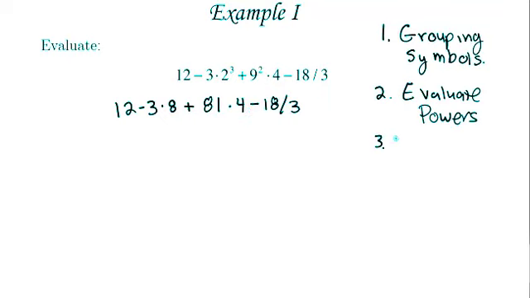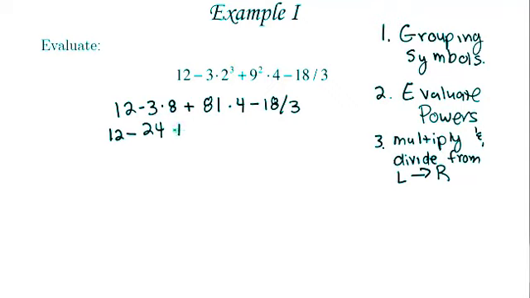Now I'm going to multiply and divide from left to right. So we begin on the left side of the equation. 12 minus 3 times 8 is 24. Okay. I proceed along from left to right. 12 minus 24. Now it's going to be plus 81 times 4.